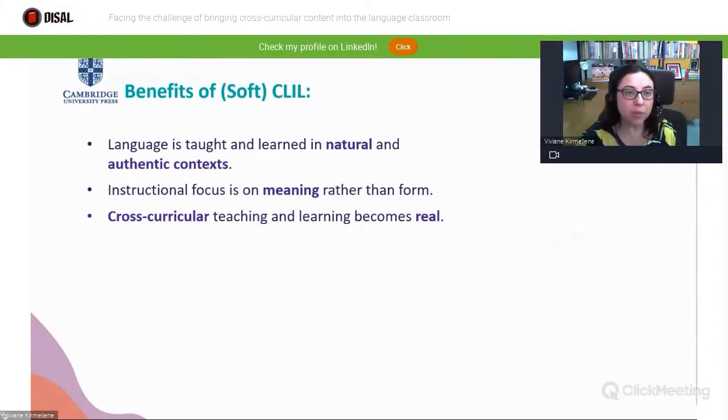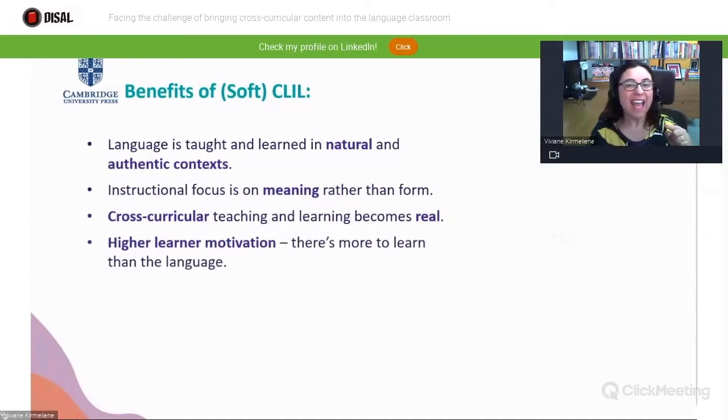When we have the CLIL approach, we finally have cross-curricular teaching and learning put into practice. For those who work in regular schools, I'm going to say a long word in Portuguese. It's so long, it's difficult to say. Interdisciplinaridade is something that schools demand, our coordinators demand when we work in regular schools, for example. And then you say, oh my God, how am I going to do that? And then CLIL is the easiest way to put interdisciplinaridade, which is cross-curricular teaching in English, into practice.